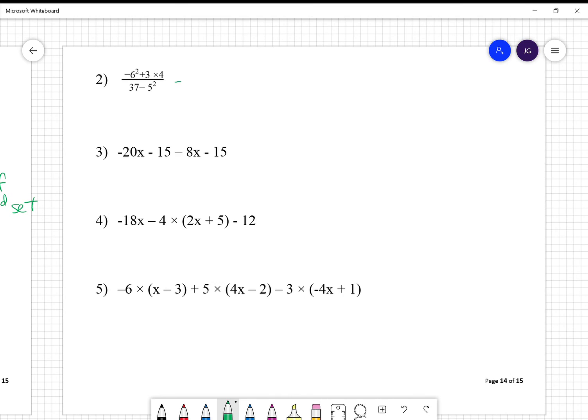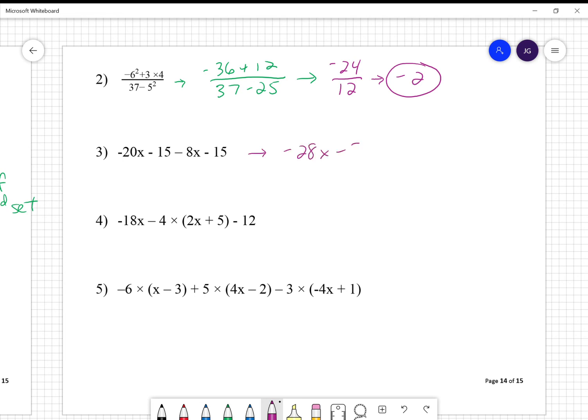Number 2, I have -36 plus 12 over 37 minus 25. I get -24 over 12, -2. Sometimes using your brain is faster than your calculator. Number 3 is familiar. We did this one earlier. -28x minus 30. Combining like terms.